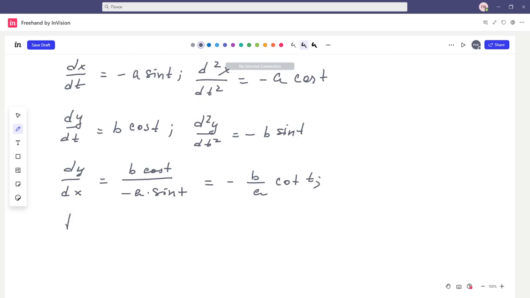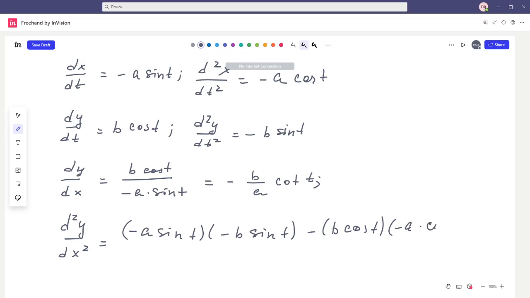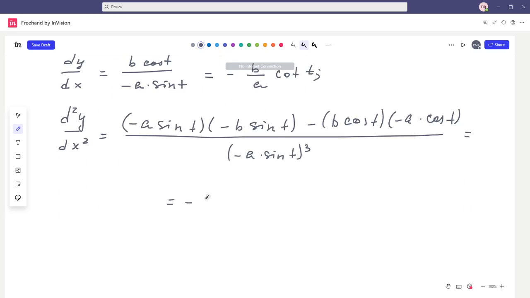and the second derivative of y with respect to x is minus a sine of t times minus b sine of t minus b times cosine of t times minus a cosine of t over minus a times sine of t cubed, or minus b over a squared times 1 over sine cubed of t.